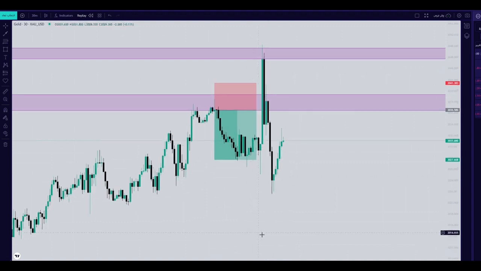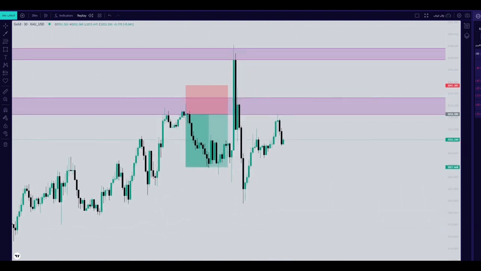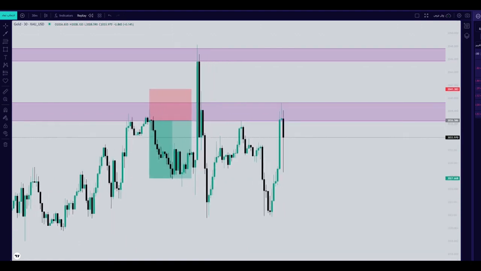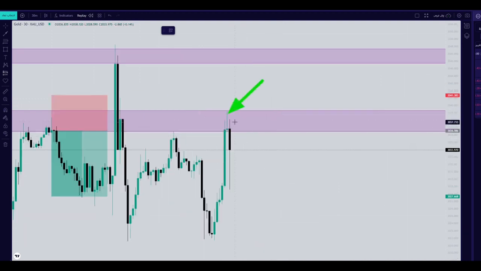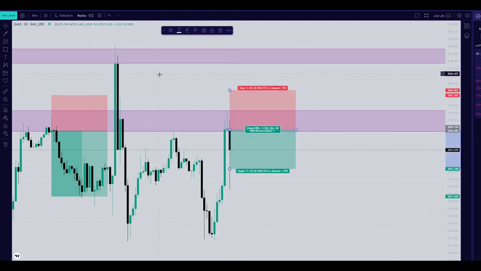Let's see the rest of it. The price reached this order block again, and with the formation of a pin bar candlestick pattern, a sell signal has been given to us. Because the price has already went up here and the liquidity has been collected once, I set my stop loss to this point with no worries.